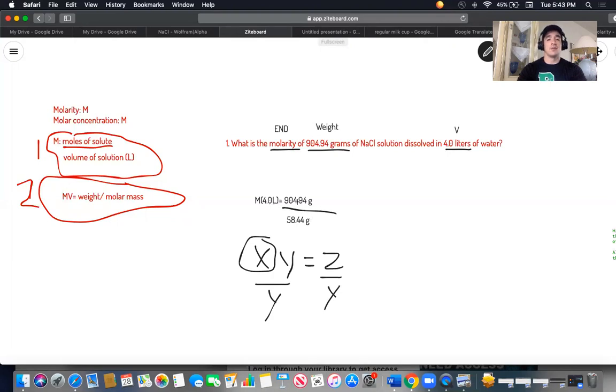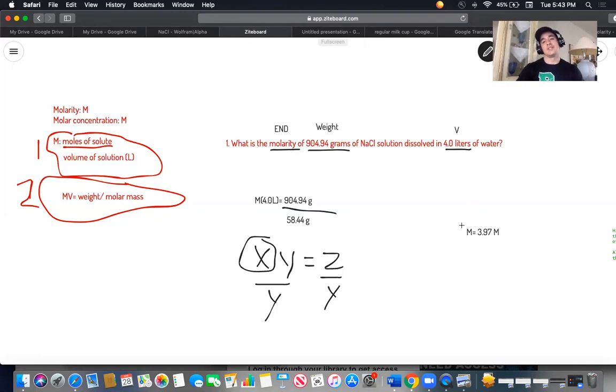So I'm going to get a number right here for Z, 904.94 divided by 58.44. That's going to give me Z. And then I'm going to divide that by 4 to get M, because that's how it's going to cancel out. So let's type that into our calculator. 904.94 divided by 58.44 gives me 15.48, divided by 4. So big M molarity is going to be 3.87 M. It's always going to be a big M for the units there.